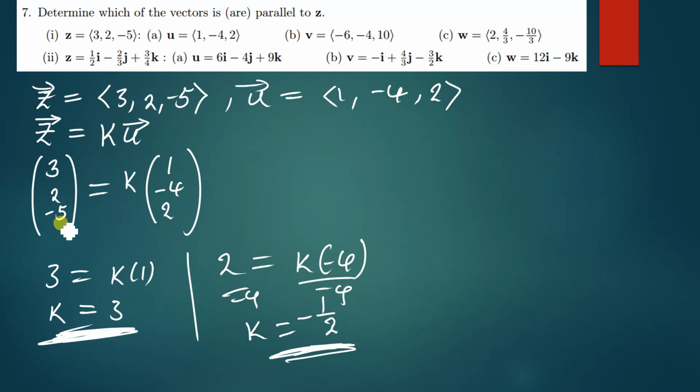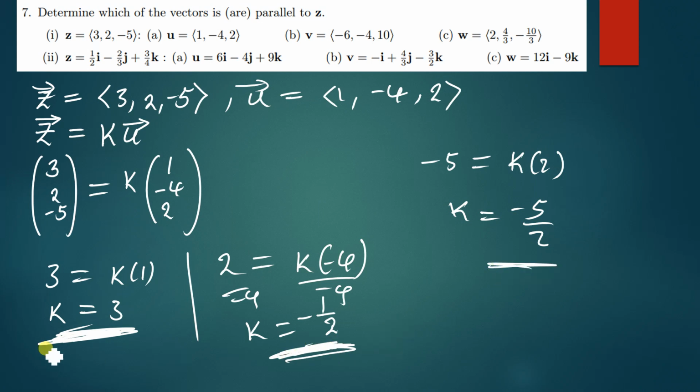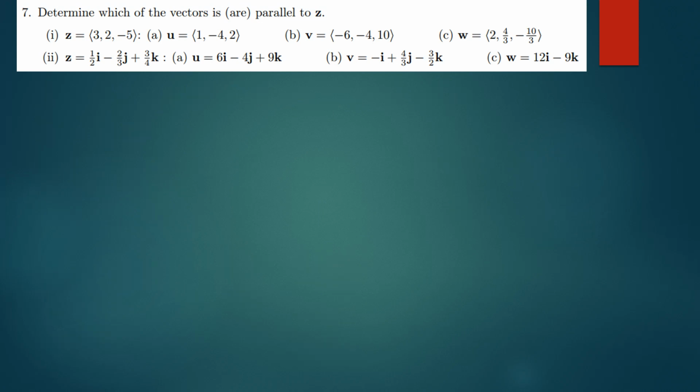Even on the last part here, if you try -5 is equal to K times 2, you find that the value of K is equal to -5/2, which is not equal to these other values of K. So the three values of K are supposed to be the same for these two vectors to be parallel. Alright, so let's quickly move on to the next one.